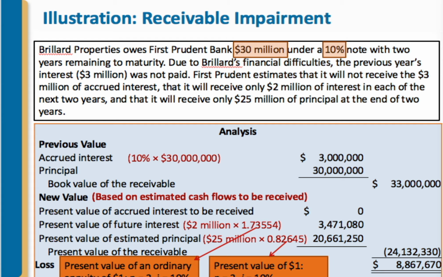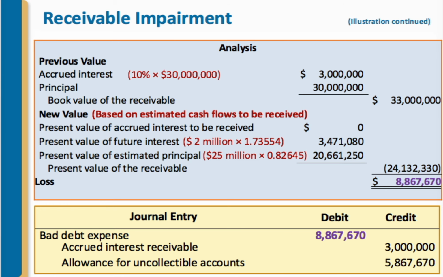The difference of $8,867,670 represents a loss that should be debited to bad debt expense. Now let's record the journal entry to recognize bad debts expense. We credit the allowance for uncollectible accounts for $5,867,670, accrued interest receivable for $3 million, and debit bad debt expense for the balance amount of $8,867,670.